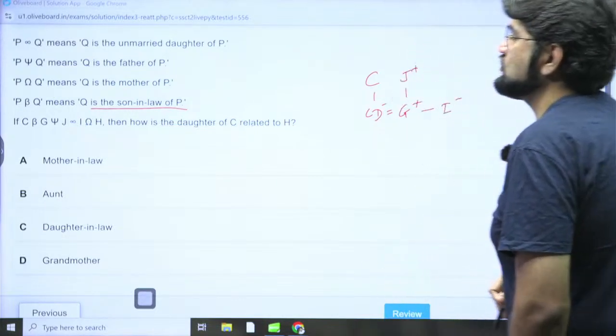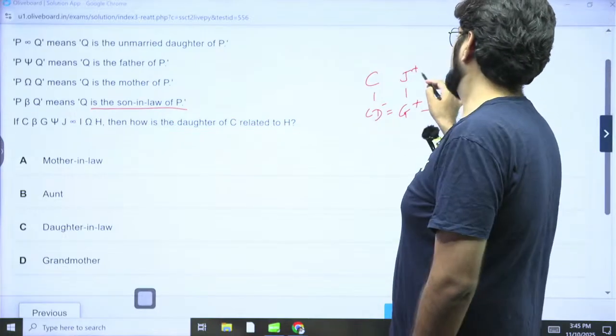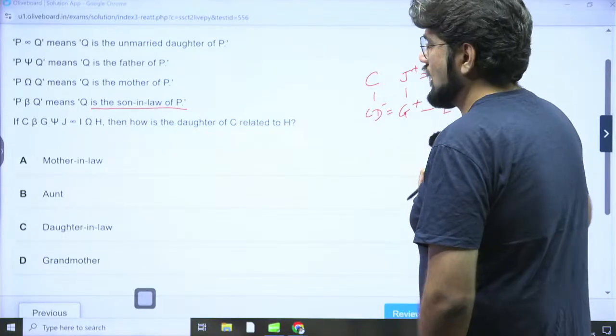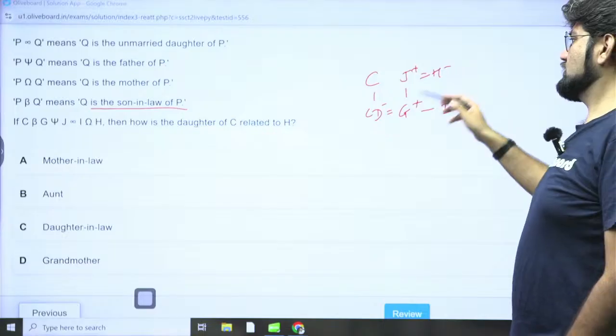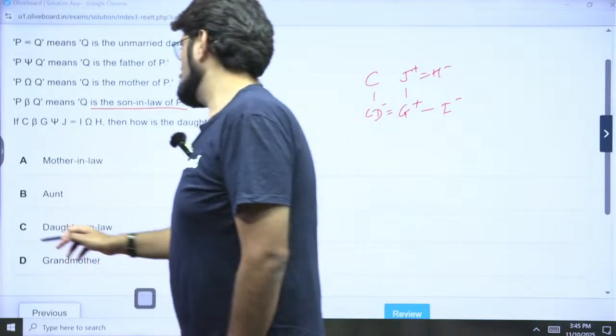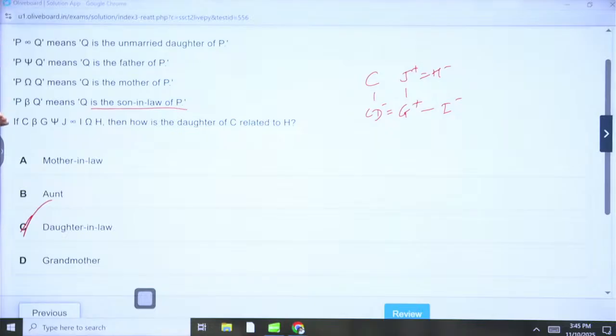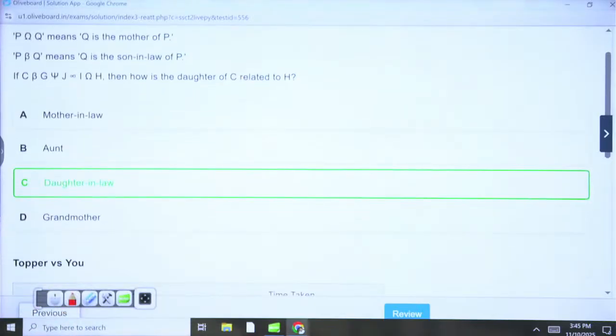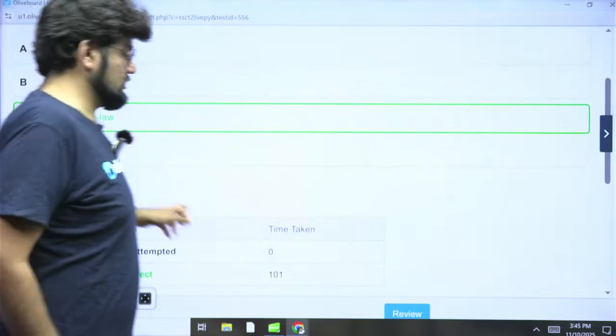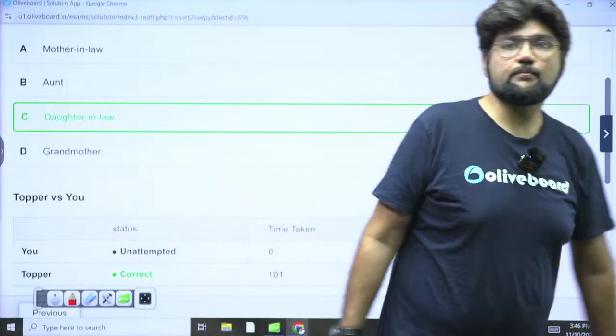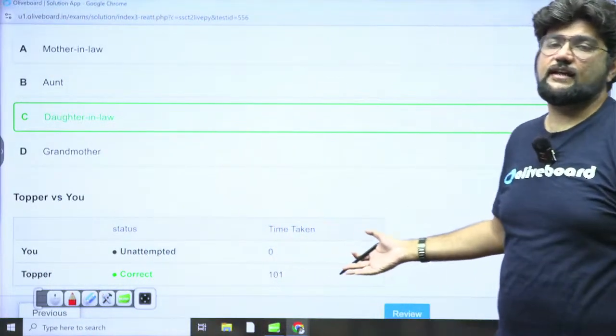I omega H, H is the mother of I. So how is the daughter of C related to H? She is a daughter-in-law of H. Easy question. Just that this arrangement was slightly different. Otherwise, the question was quite easy. So option C is the right answer. Cool. 101 seconds. Just by changing the arrangement a bit, it made it time consuming.